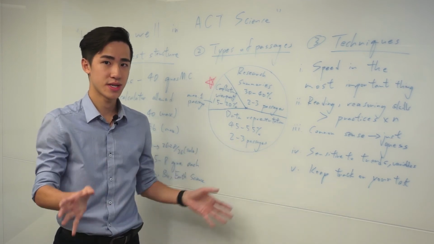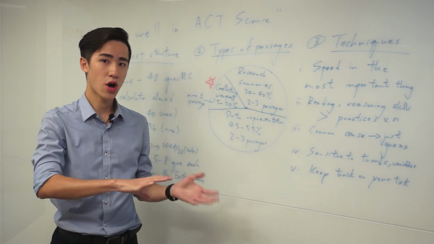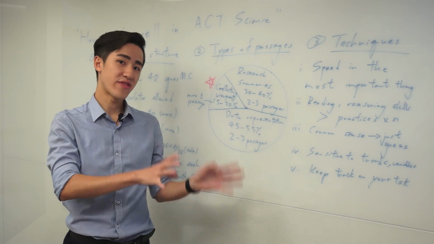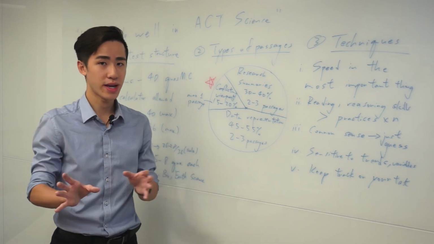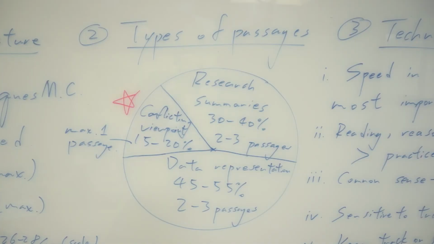They give different viewpoints or hypotheses on the same scientific topic, and you need to very quickly draw the differences or the common ground between the different competing viewpoints in this passage. And this is the overall view of the types of passages.